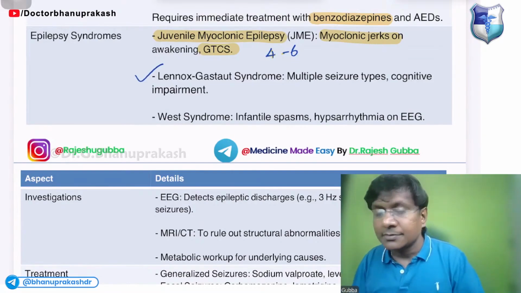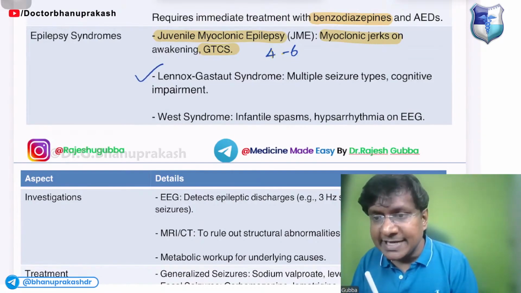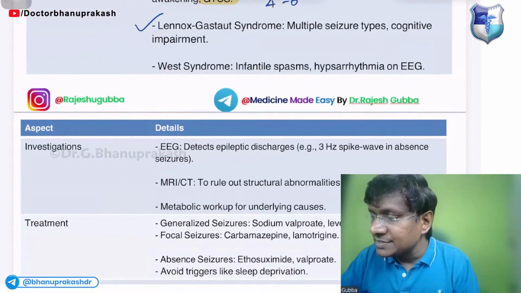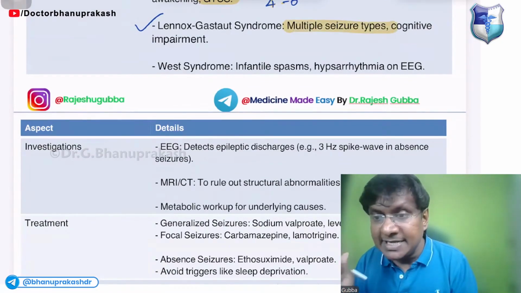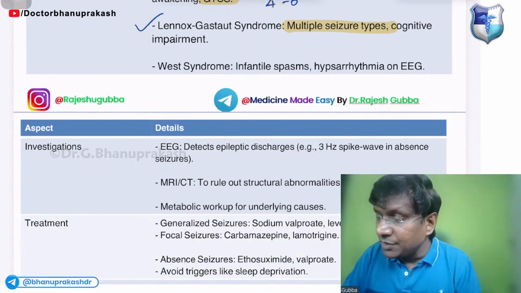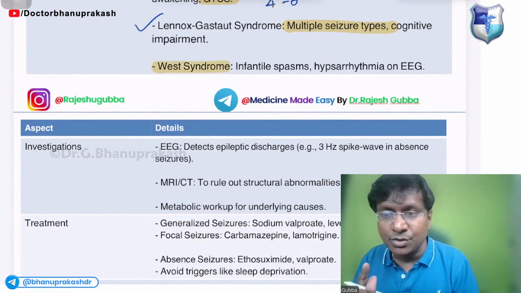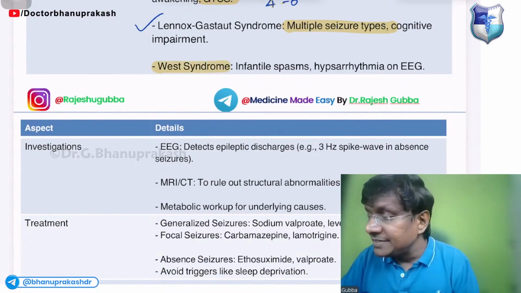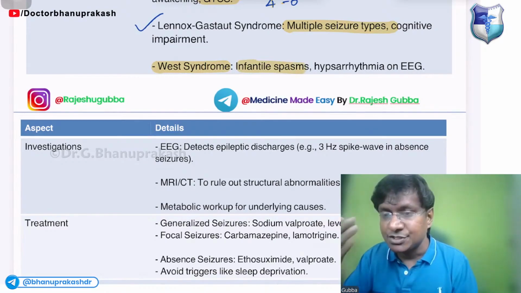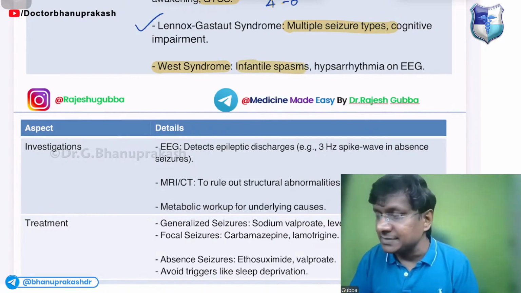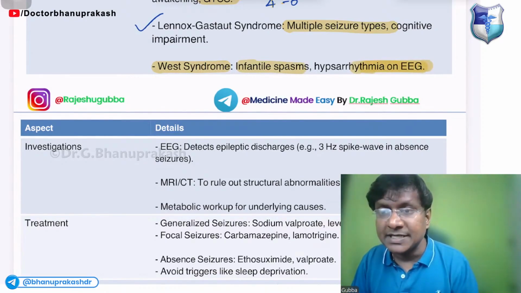Another important epilepsy syndrome will be Lennox-Gastaut syndrome. In patients with Lennox-Gastaut syndrome, you will have multiple seizure types, and there will also be cognitive impairment. And one more important epilepsy syndrome will be West syndrome, where the individual will have salaam seizures, which we call infantile spasms. On EEG, you will notice that there is hypsarrhythmia.